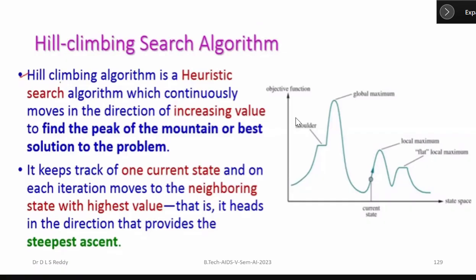You will be moving along the path in order to reach your goal. If there is a better state than the current state, then it will take that move, to find the peak of the mountain or the best solution to the problem. It keeps track of one current state and on each iteration moves to the neighboring state with the highest value. That is, it heads in the direction that provides the steepest ascent. Only if you have an increasing value will this algorithm take the next state.